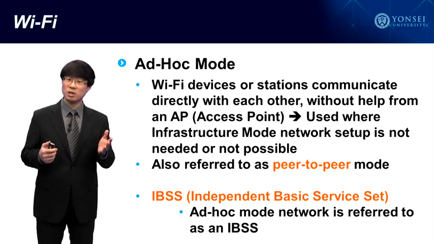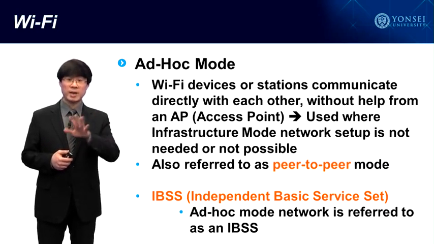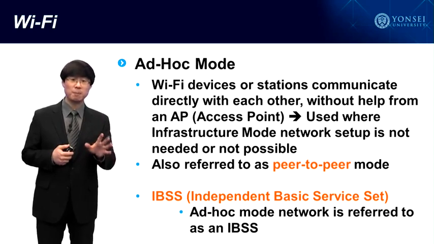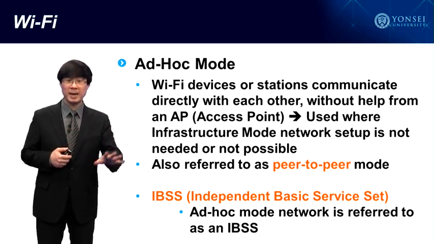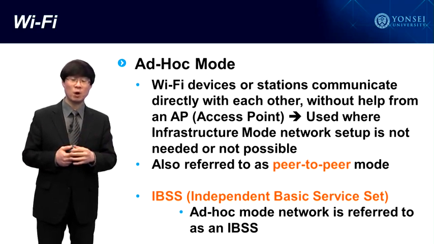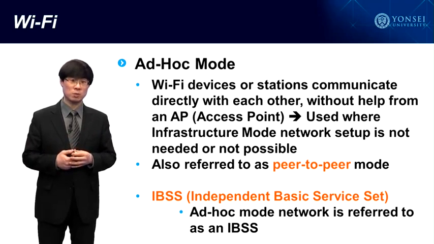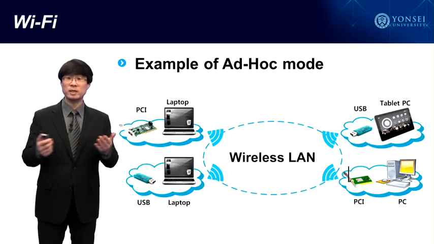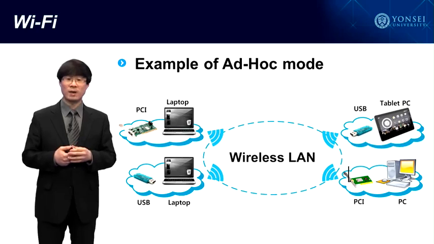The network connection that is formed through an ad hoc mode is called an independent basic service set. And we call it independent because it is actually made in a way such that these devices communicate independent of the internet connection through an access point. An example of an ad hoc mode looks like this, where basically devices are directly communicating with each other through Wi-Fi.